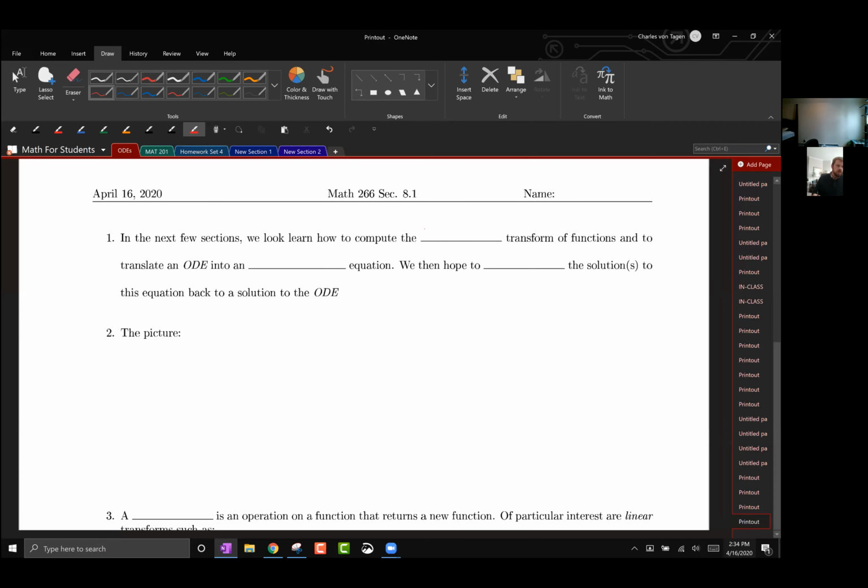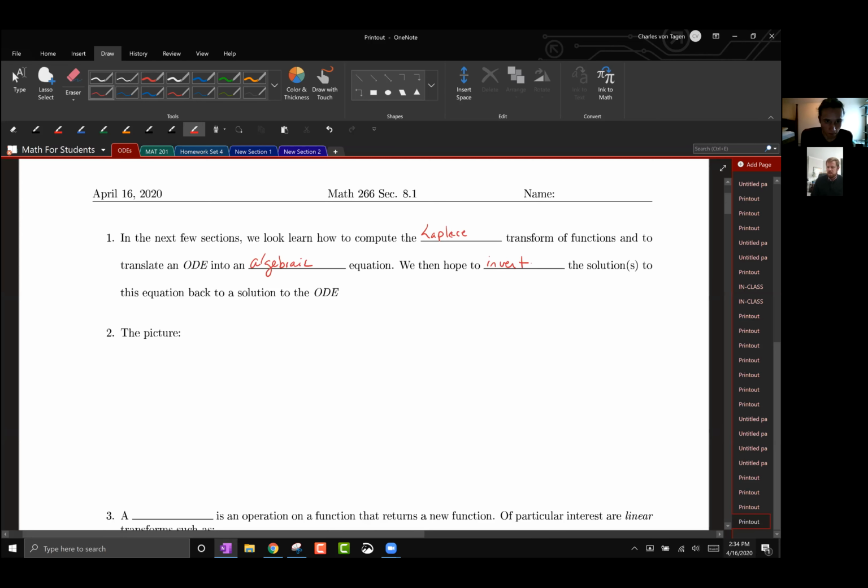So in this section, we want to look at computing what was called the Laplace transform of functions and translate the ODE into an algebraic equation. We then hope to invert this equation, or invert the solutions to this equation, back to get a solution to the ODE. This is a really cool idea where we're going to translate this problem through a linear transformation called the Laplace transform to a different space.